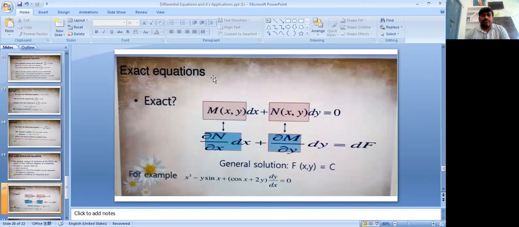First one, exact equation. The equation of the form M of x comma y dx plus N of x comma y dy equal to 0. Generally, dou f by dou x into dx plus dou f by dou y into dy is equal to df. If dou M by dou y is equal to dou N by dou x, then the equation is exact. Its general solution is the integral of M dx, where y is constant, plus the integral of N dy, equal to c, where in N we take only the terms that do not contain x. That means leaving the x terms.